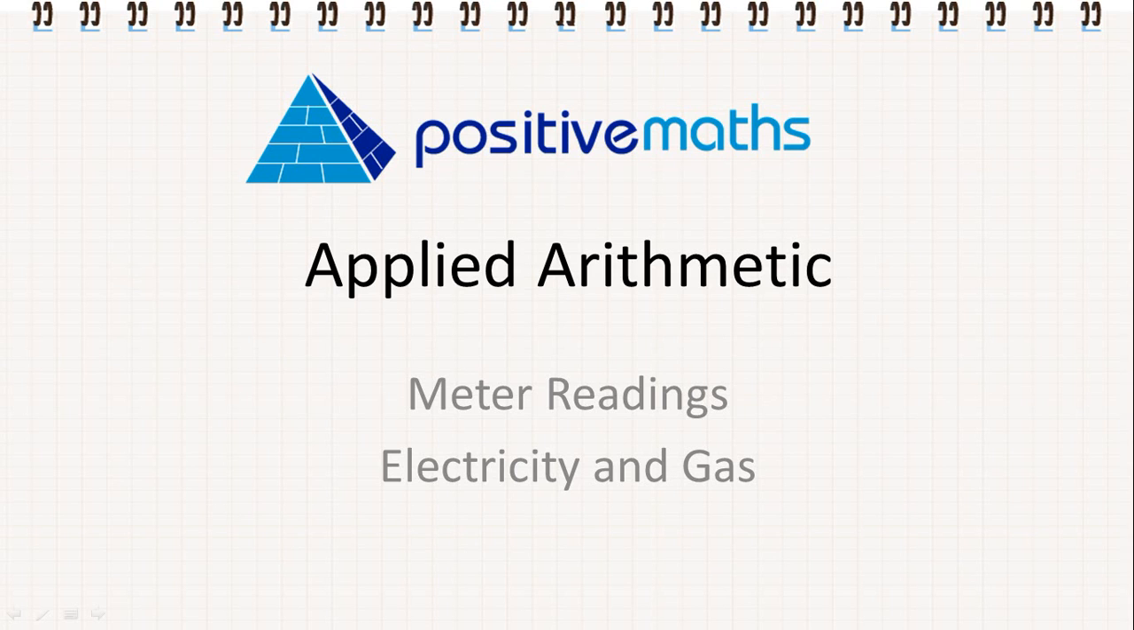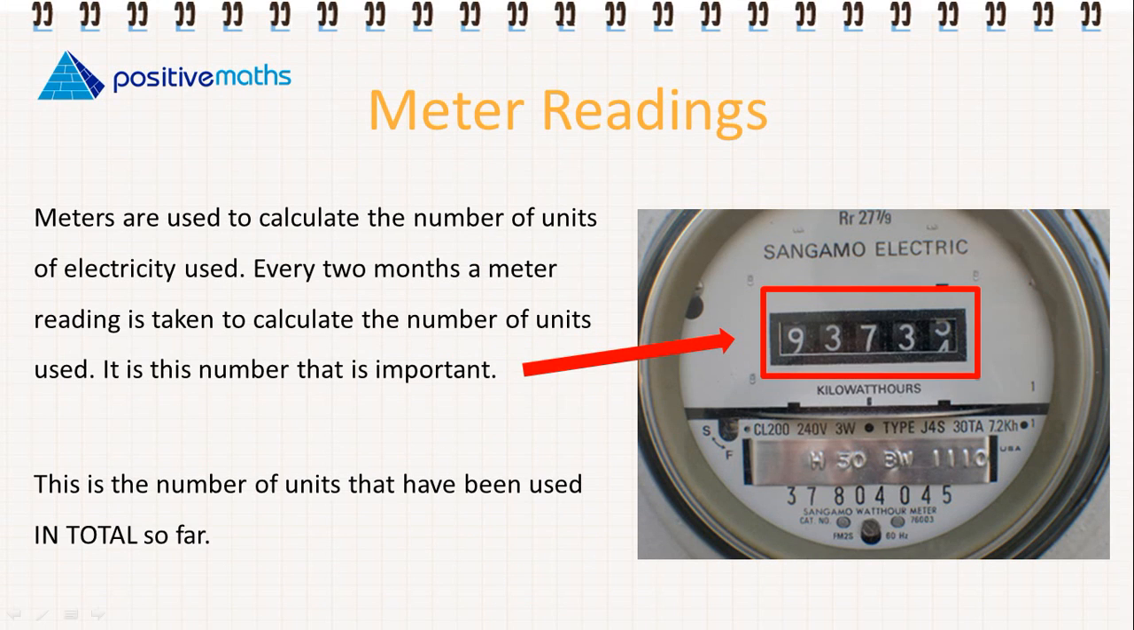In this video for Positive Maths, we're going to look at electricity and gas bills and meter readings. Meters are used to calculate the number of units of electricity used. They're usually taken every 2 months. It's this number here in the red rectangle that we really want to look at. It's usually even just the first 4 numbers that are counted. This is the number of units that have been used in total so far.